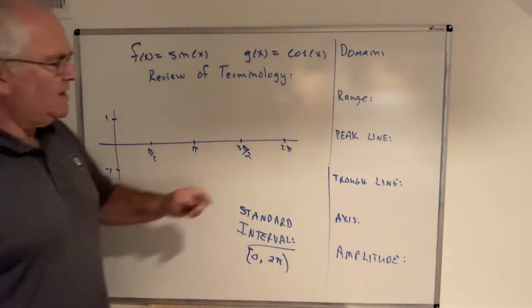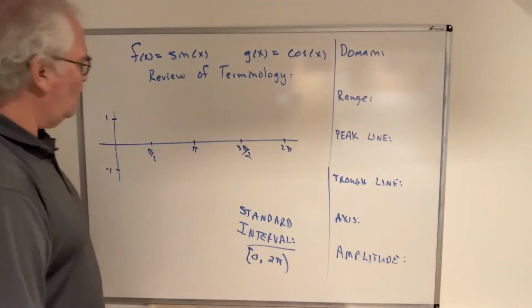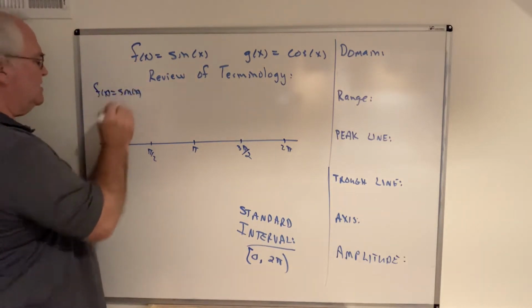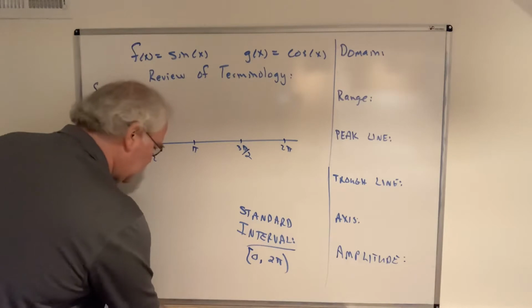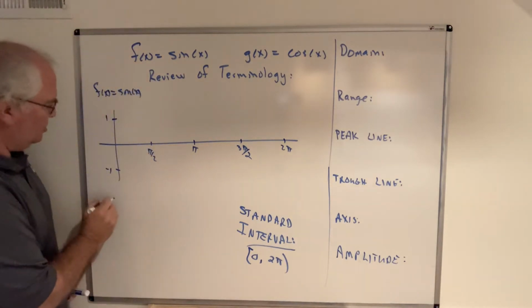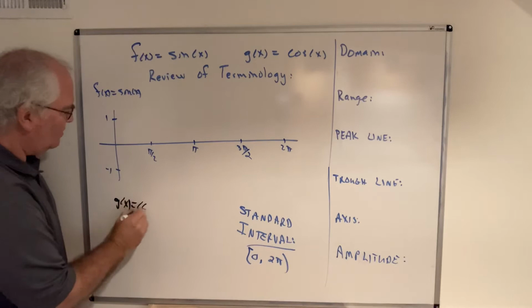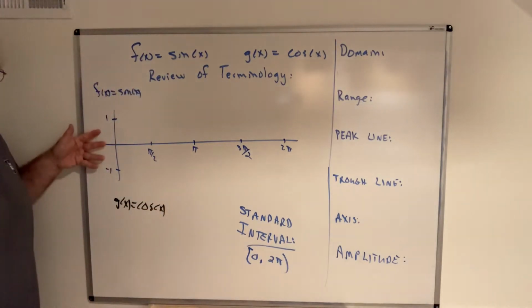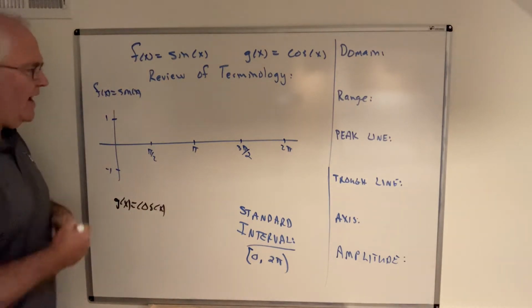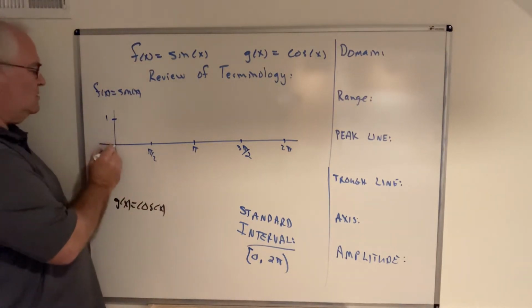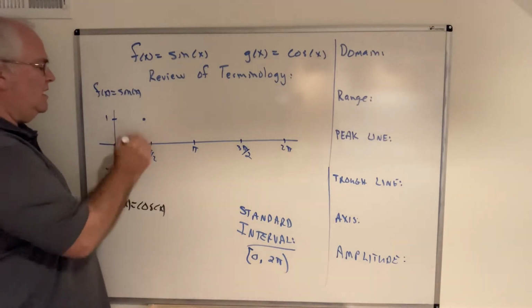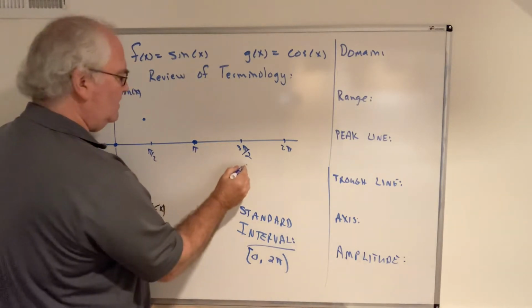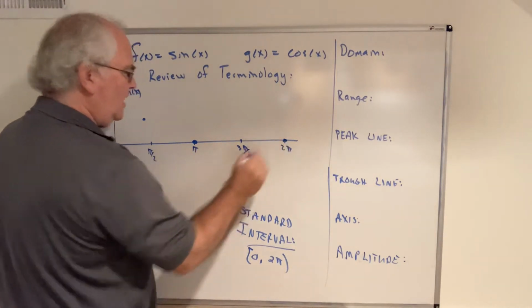So what is the peak? The peak line is at 1. So I'm going to go f of x is sine of x in blue, and let's see, I'll use this black marker. I'm going to go g of x equals cosine of x in black, and I'm going to put both of these on the same picture. All right. Sine, remember, sine starts at 0. Peak is at 1. And then 0 again, and then trough is at -1, and then 0 again at 2 pi.